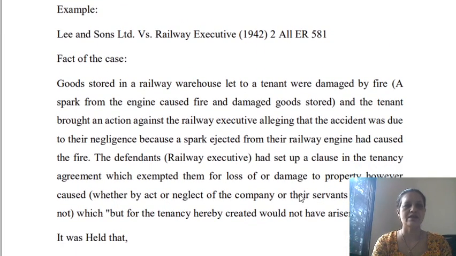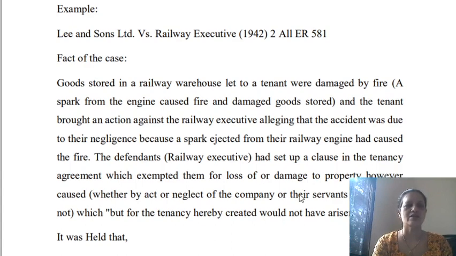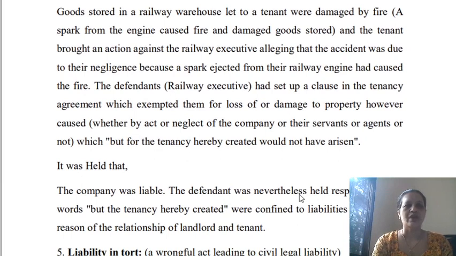Let us discuss an example case law. Lee and Sons Limited versus Railway Executive. Facts of the case: goods stored in a railway warehouse let to a tenant were damaged by fire. A spark from the railway engine caused the fire and damaged the goods stored. The tenant brought an action against the railway executive, alleging that the accident was due to their negligence because a spark ejected from their railway engine had caused the fire.